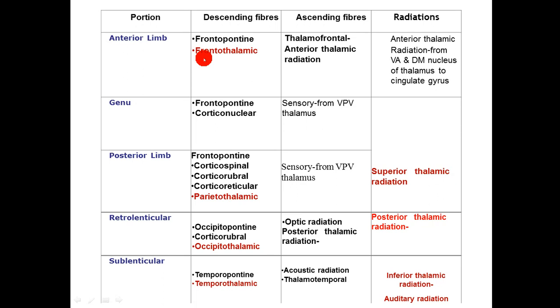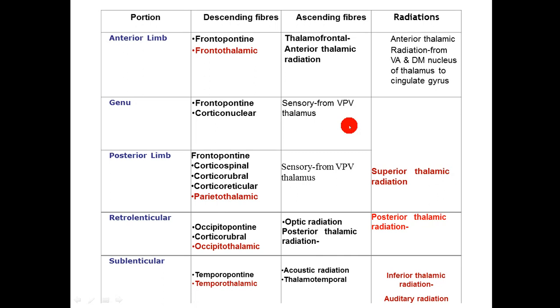In the genu we have frontopontine fibers and corticonuclear fibers, that is the fibers which are starting from the cerebral cortex going to the cranial nerve nuclei, which are located in the brainstem. And ascending fibers which have the sensory fibers, superior thalamic radiation. Here is the superior thalamic radiation, which are starting from the ventral posteromedial and ventral posterolateral fibers, reaching the 3, 1, 2, that is the primary sensory area in the postcentral gyrus.